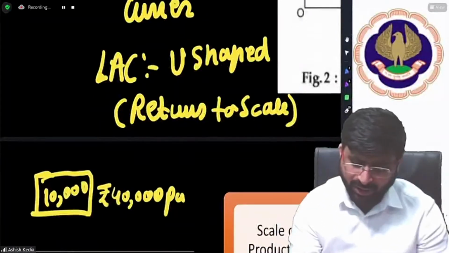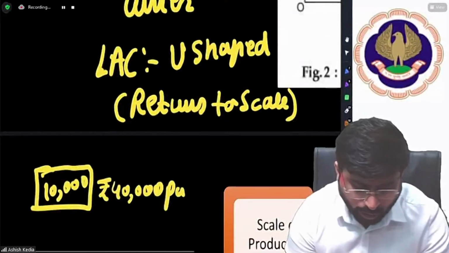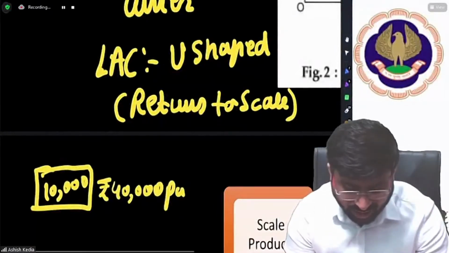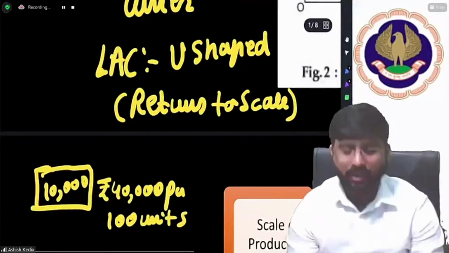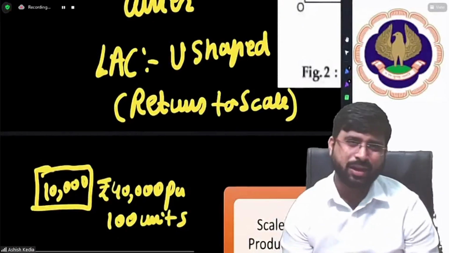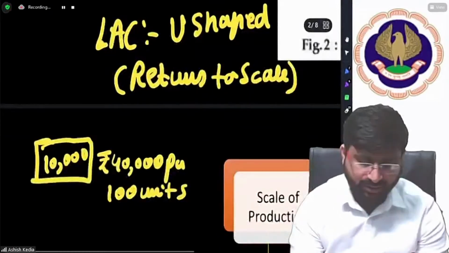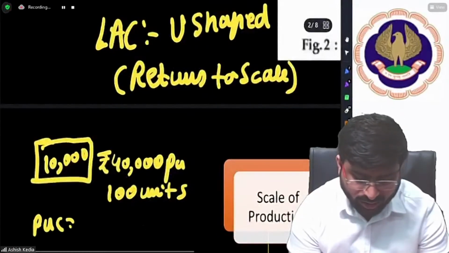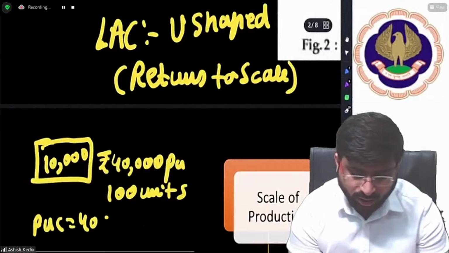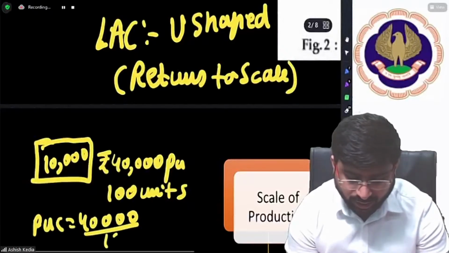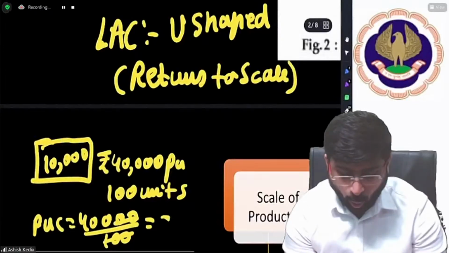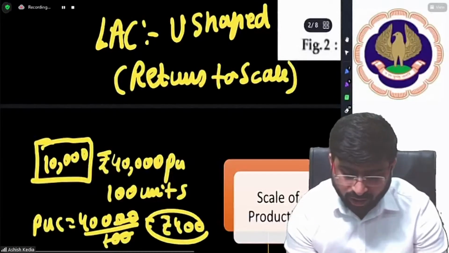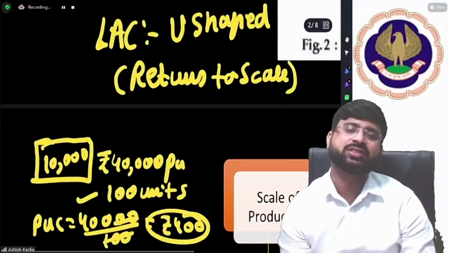But due to low market demand, let's say you are producing only 100 units. So if you are producing only 100 units, can you tell me what the per unit cost is? The per unit cost would be 40,000 divided by 100. So it is rupees 400. Why is it rupees 400? Because you are producing only 100 units.